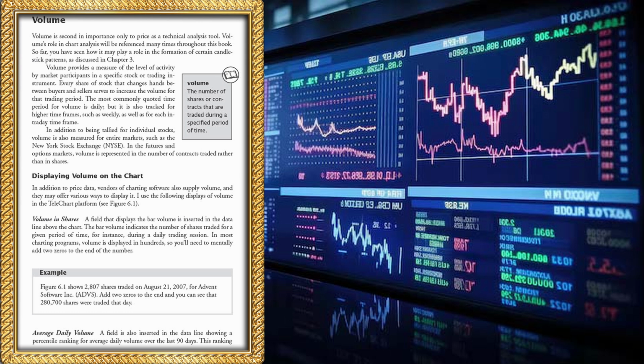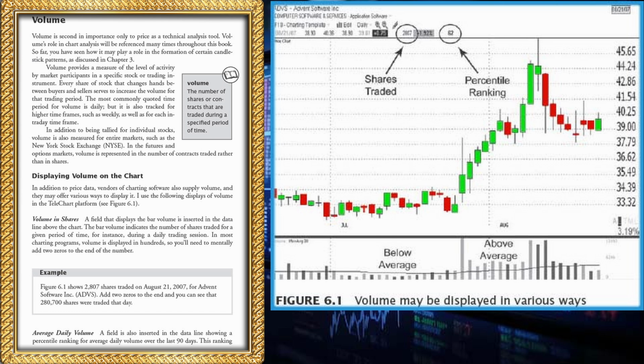In addition to price data, vendors of charting software also supply volume, and they may offer various ways to display it. I use the following displays of volume in the Telechart platform. See Figure 6.1, Volume in Shares. A field that displays the bar volume is inserted in the data line above the chart. The bar volume indicates the number of shares traded for a given period of time. For instance, during a daily trading session.